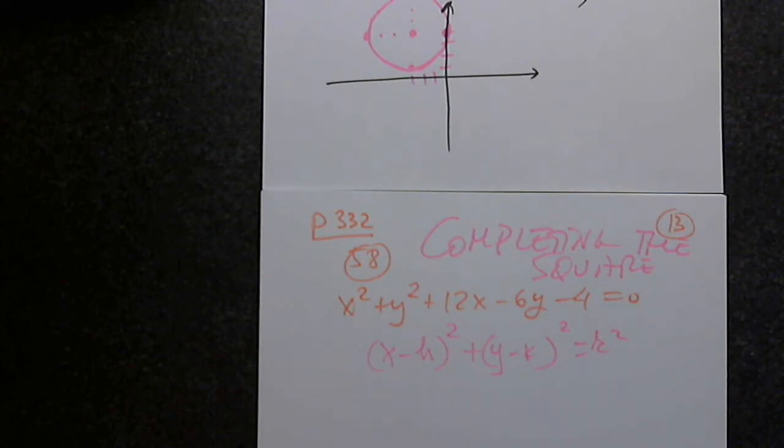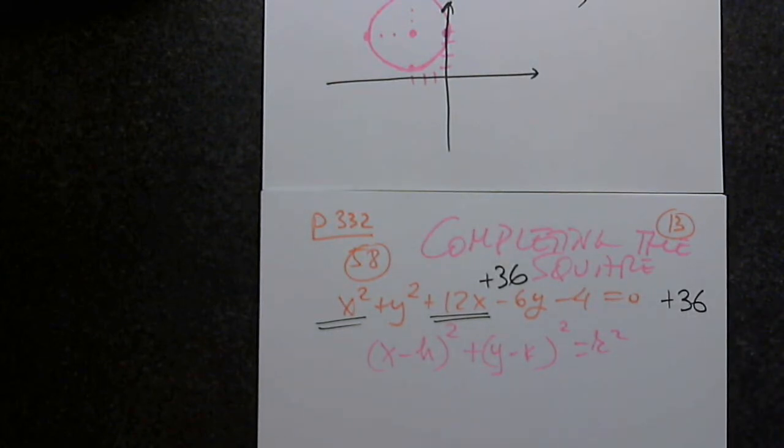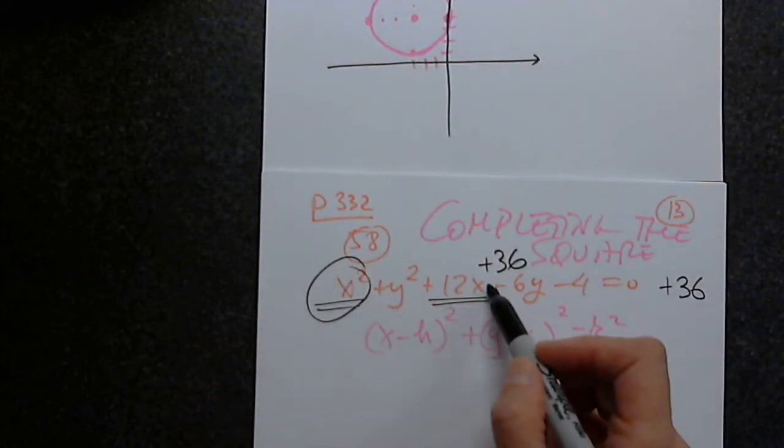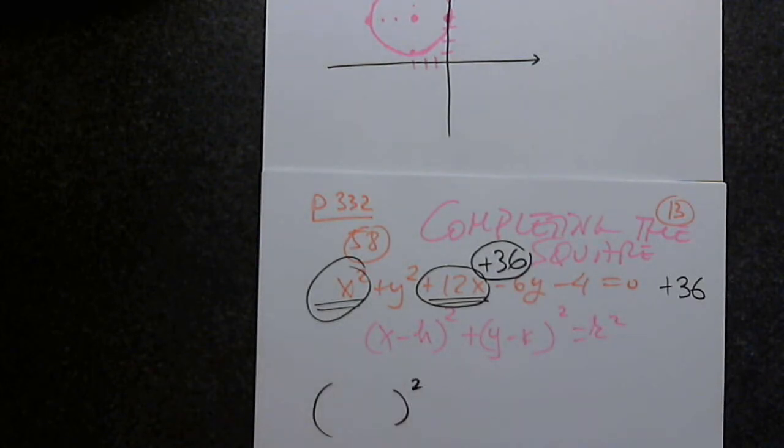Good. So let's take a look at terms with x. And tell me what they need to complete the square. They need a third term in order to complete the square. What is it? 36. Exactly. So now this, and this, and this are here. What does that mean? Here where?